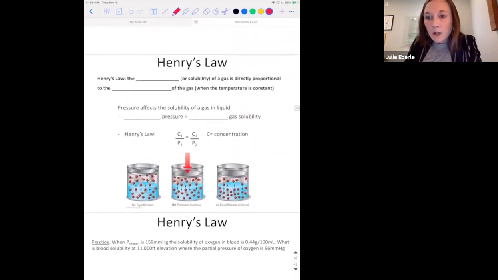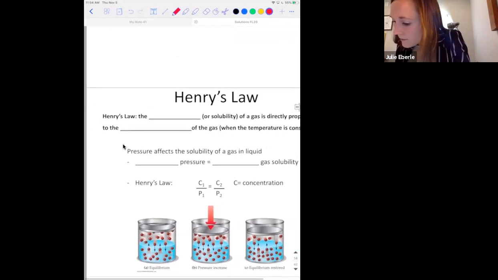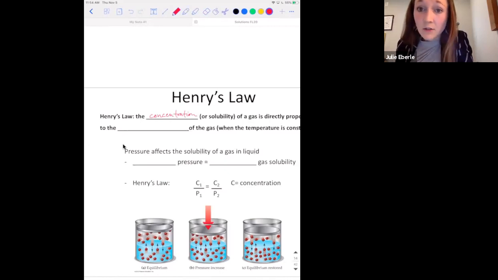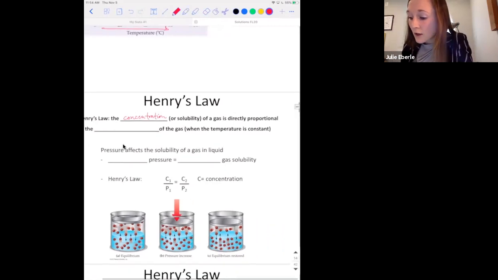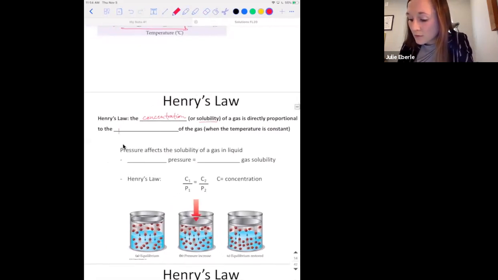So, okay, Henry's Law. What is Henry's Law? Henry's law is, I'm going to say the dissolution. Actually, sorry, concentration. That's a better word. Erase that. Concentration, which depends on how much is dissolved, but the concentration or solubility of a gas is directly proportional to the pressure of the gas when the temperature is constant.